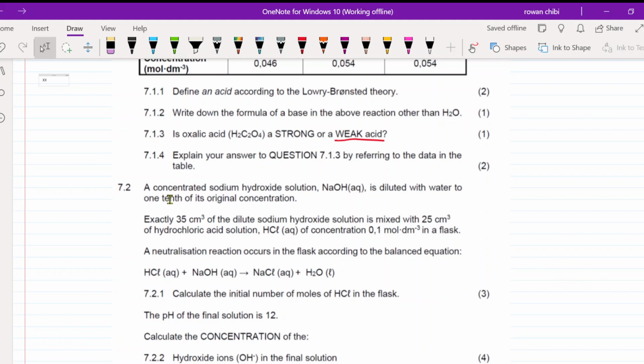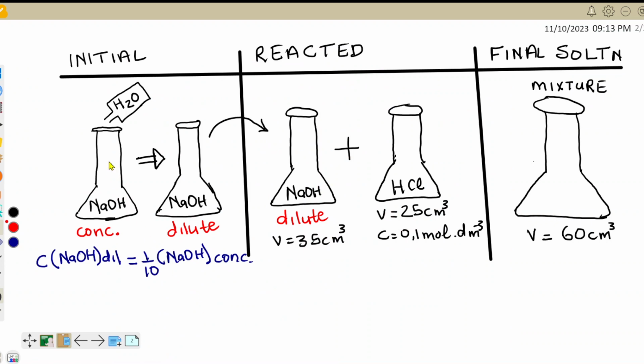So they said a concentrated sodium hydroxide solution, NaOH, is diluted with water to 1/10 of its original concentration. So here is a picture. You have sodium hydroxide in a volumetric flask. You add water to it. Now, this sodium hydroxide was concentrated.